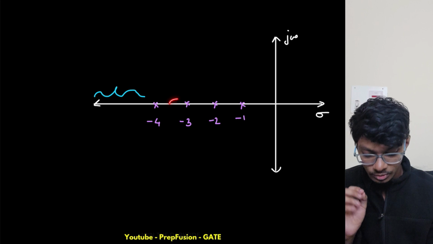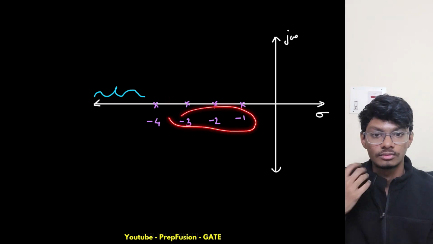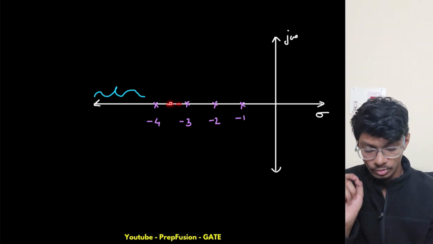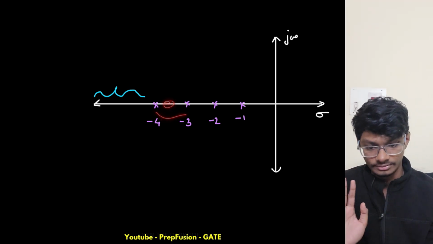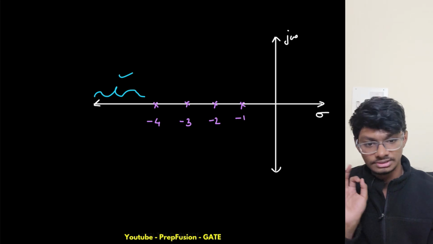Now if I put a test point here, I have an odd number of roots here, right? So these points are not valid points in the root locus. So this region is invalid. Okay, so this region is valid, this region is invalid.